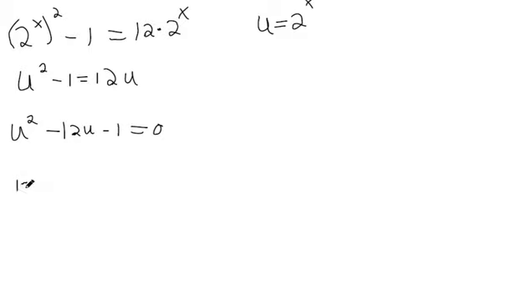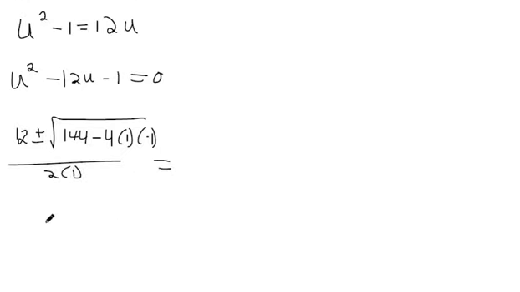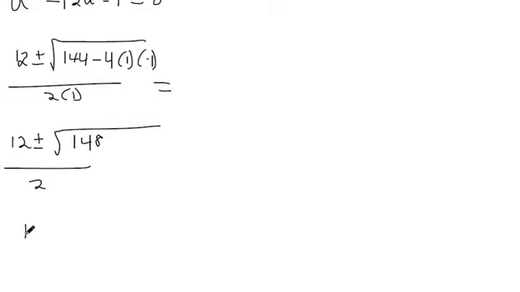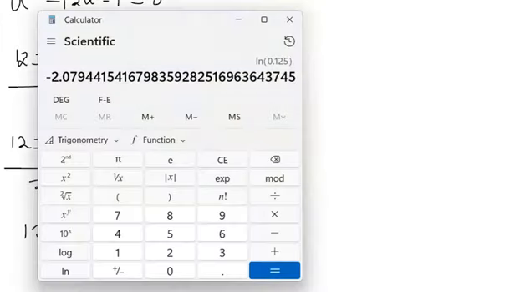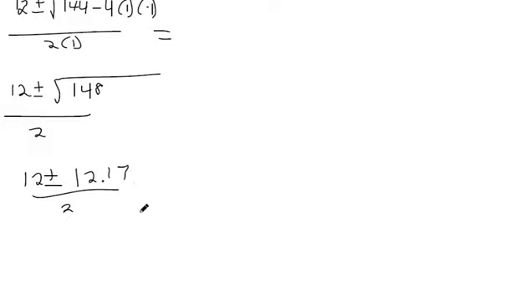So to solve, I'm going to do negative b plus or minus the square root of b squared minus 4 times a times c, over 2a. And then simplifying, that's 12 plus or minus, inside the square root, that's a plus 4, so that should be 148. And then the square root of 148 is approximately 12.17.